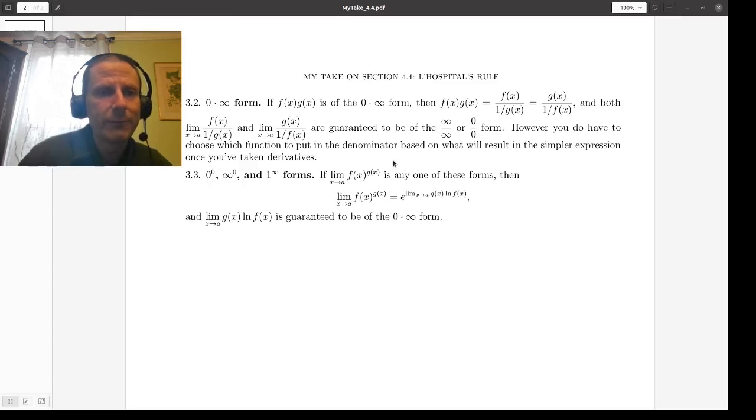All right, well, I hope you have a lot of fun trying all these techniques to do L'Hopital's rule on more than just fractions.